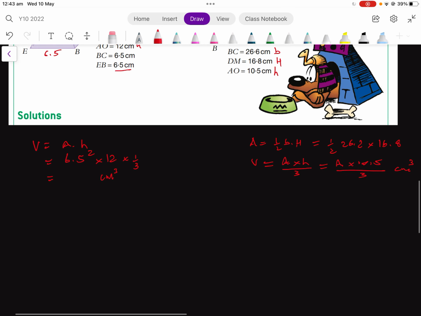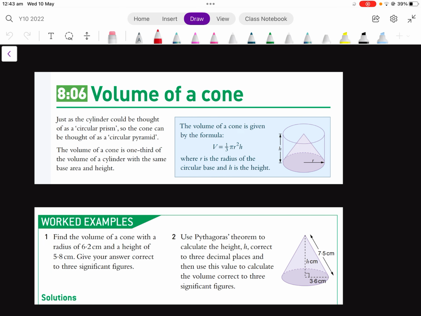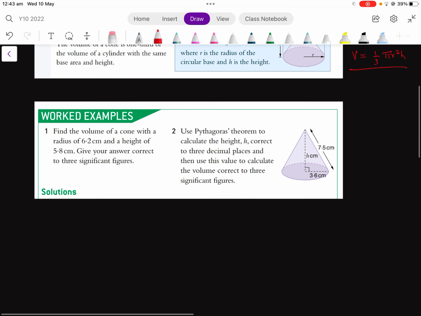Okay, let's move on to a very similar concept, but now in this case the volume of the cone. Same formula again. Corresponding prism, here it happens to be a cylinder, so my base area is pi r square, and my volume of the corresponding cylinder is pi r square h. And of course my formula says my volume of the cone is 1/3 pi r square h. So this is the formula that we need to know. It's very similar to the formula of the pyramid. Here let's look at these two examples quickly.